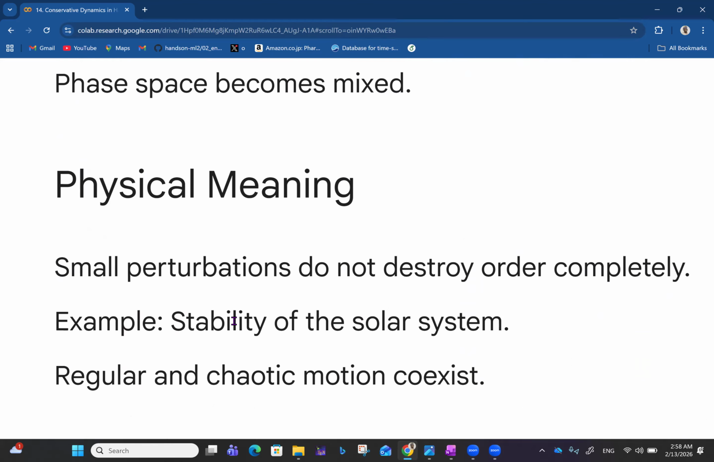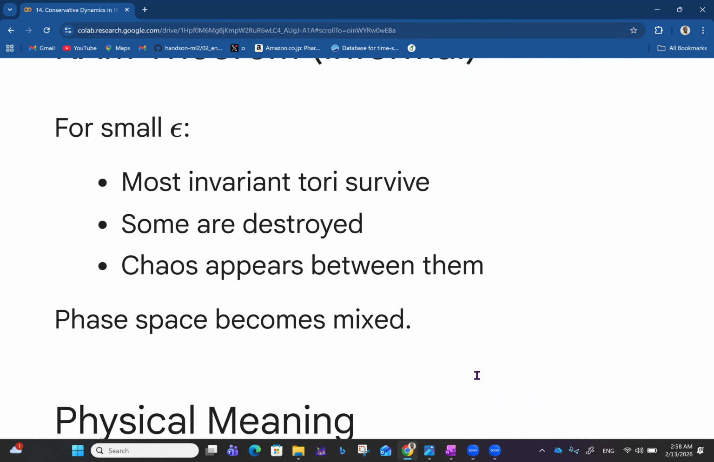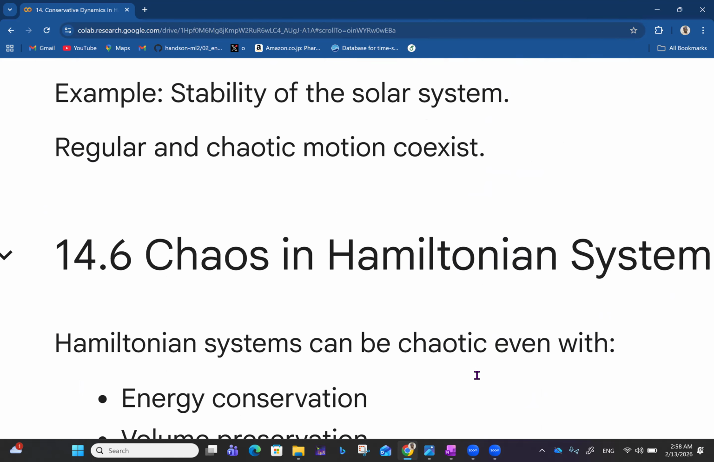Then two, stability of the solar system. An example of that is the stability of the solar system. Small perturbations do not destroy order completely, and you have regular and chaotic motion coexisting in this situation of the KAM theorem.